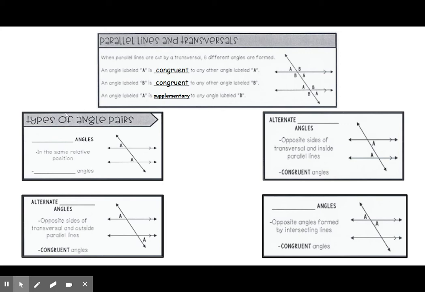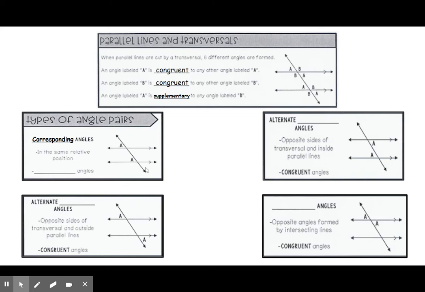So the first type, I'm looking up here on the left-hand side. So if I look, here's my parallel lines, here's my transversal, I have an A right here, and I have an A right here. We call that corresponding angles. What that means is I have two angles that are in the same relative position.